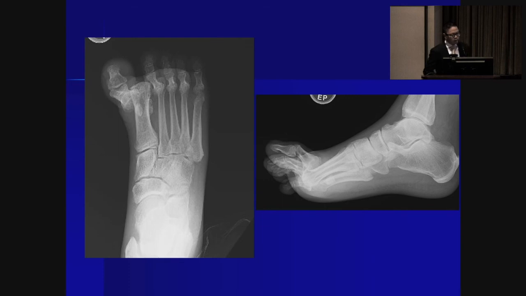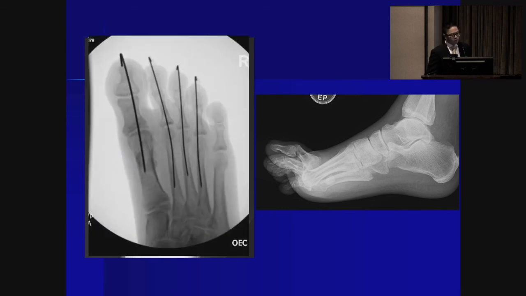Here's one where you don't have widening of the sesamoid complex that needed to be openly reduced, and a pin was placed for stabilization. The pin here is a 6.2 K-wire. I think the thicker the pin, the better for the first metatarsal. It's the biggest one, and you don't want it to bend during the post-operative period.